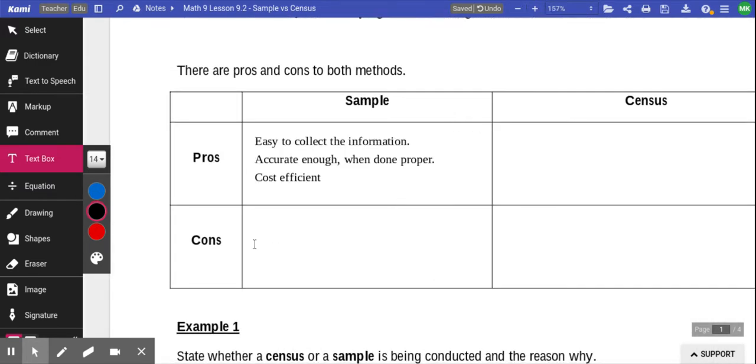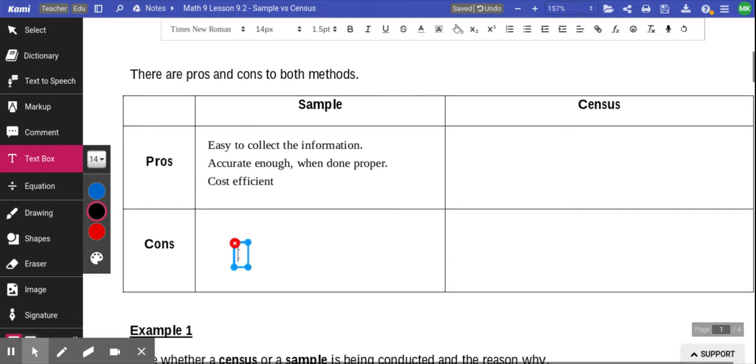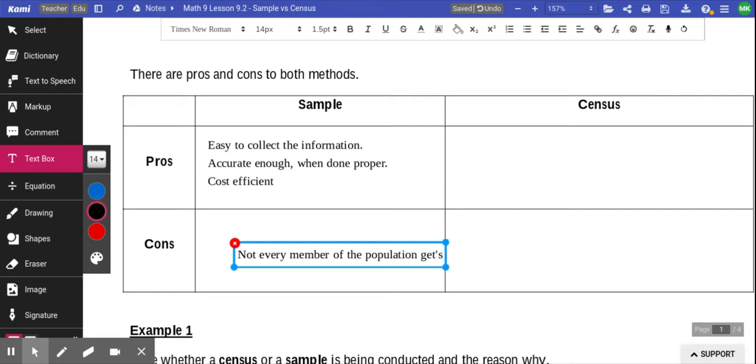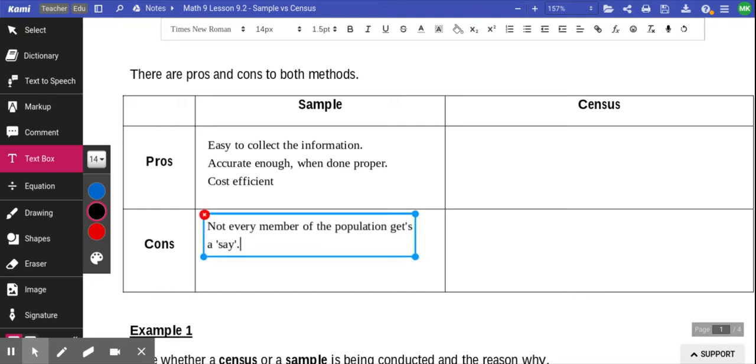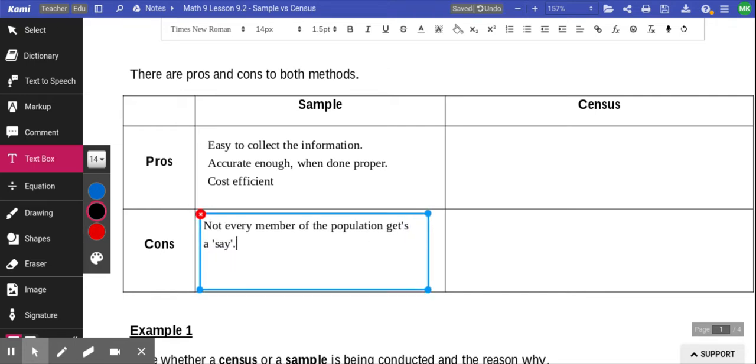The con of doing a sample survey is that not every person, I'm going to say member, of the population gets a say. So that's the first big problem. Not everyone got to have their say. So if you're trying to understand what's going on with a group of people, not getting some people's information doesn't really seem fair.